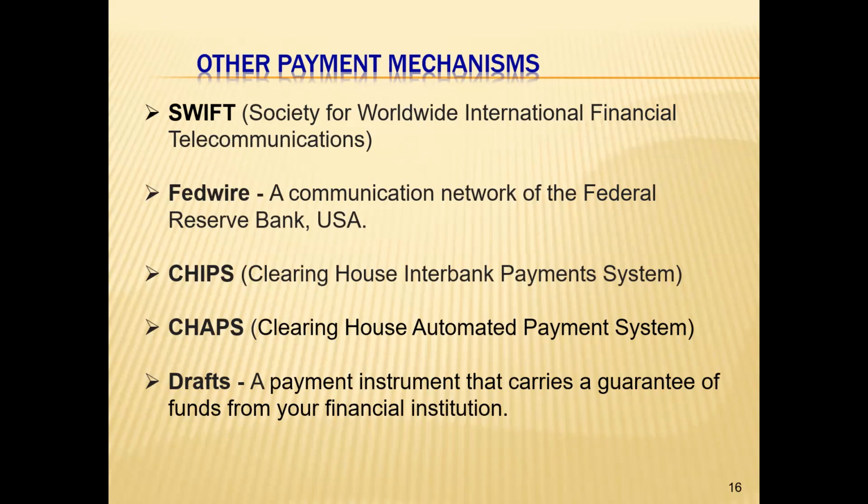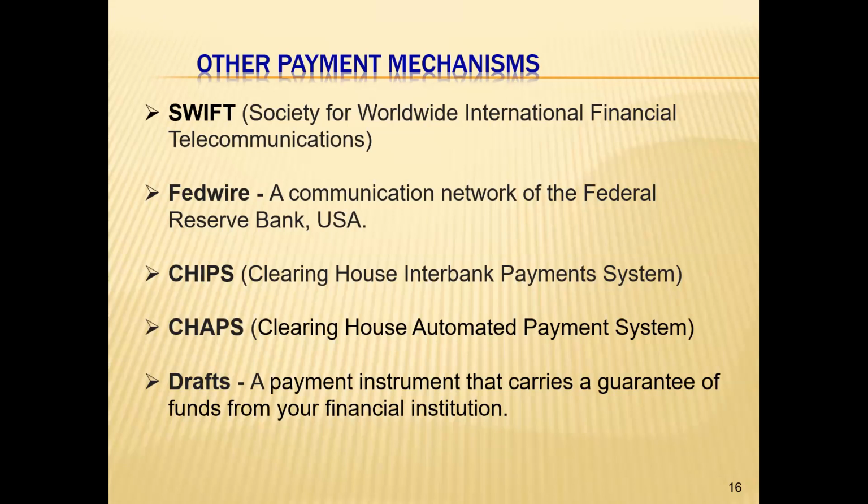Fedwire is a communication network of the Federal Reserve Bank system of the United States of America, and there are 12 federal banks in the Federal Reserve bank system in America, located in 12 different states. CHIPS is the Clearinghouse Interbank Payment System. CHAPS is the Clearinghouse Automated Payment System. And then drafts, just a brief overview of the definition, is a payment instrument that carries a guarantee of funds from your financial institution.